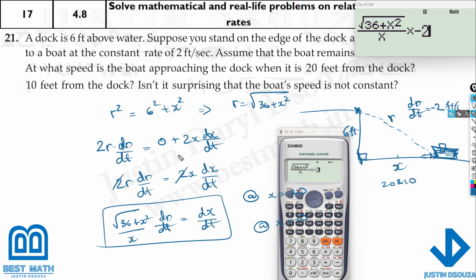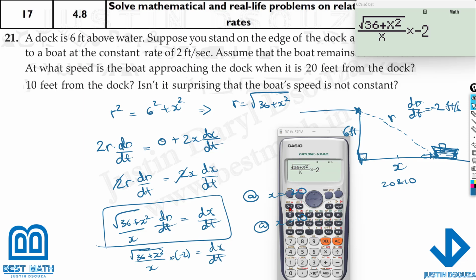I had to write this. I've forgotten to write it. Let me write it below. It's square root of 36 plus x squared divided by x. Dr by dt is minus 2. That is equal to dx by dt. That's basically x prime of t, and dr by dt would be r prime of t.